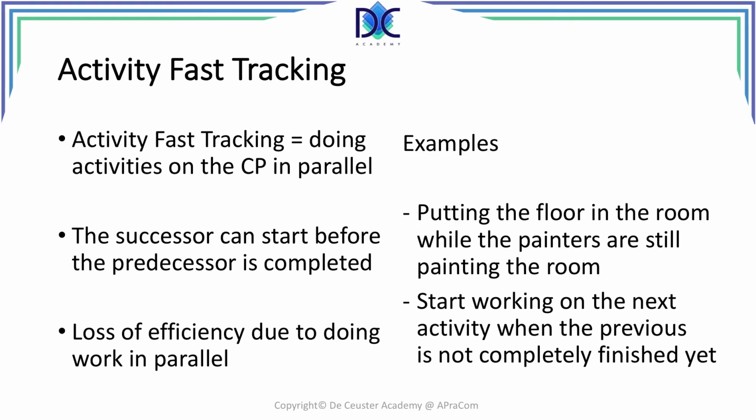You can start on a next task or a next activity while the previous activity is not completely finished yet. For example, you are putting windows in a room and you can start already by painting the windows that have been installed before you actually planned it. So activity fast tracking will give you some additional possibilities to reduce the duration.